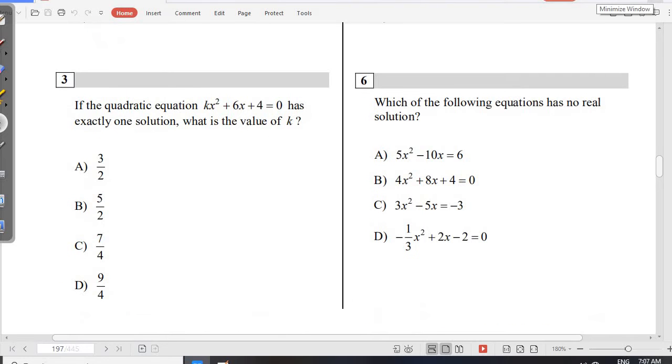Then in this question here, we're saying that the quadratic equation over there has just one solution. We're looking for the value of k. Now if it has just one solution, then we could use our formula method to get it. We could also use the completing the square method in order to get this.